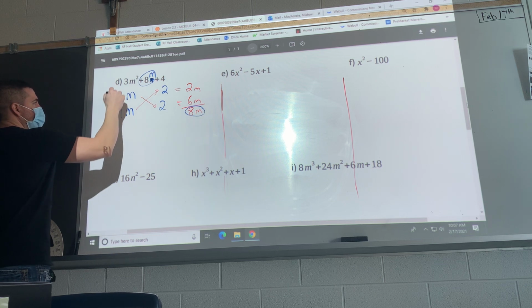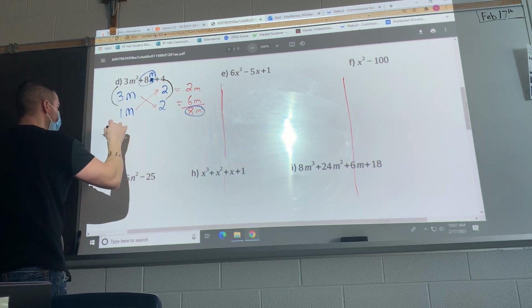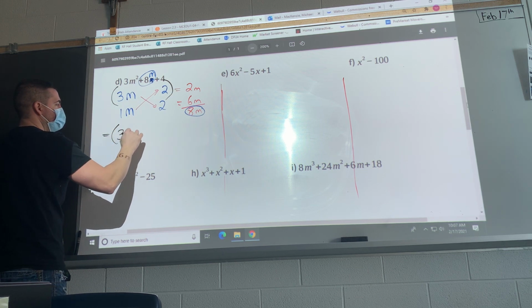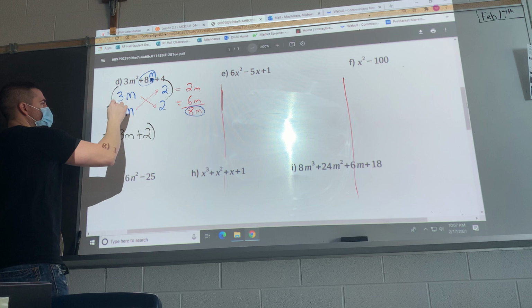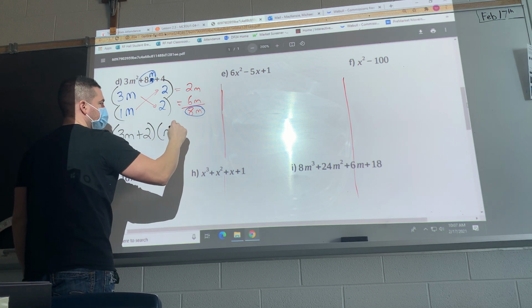Now we write, brackets go horizontally though. Make sure your bracket goes this way. 3m plus 2, and then 1m plus 2, or just m plus 2.